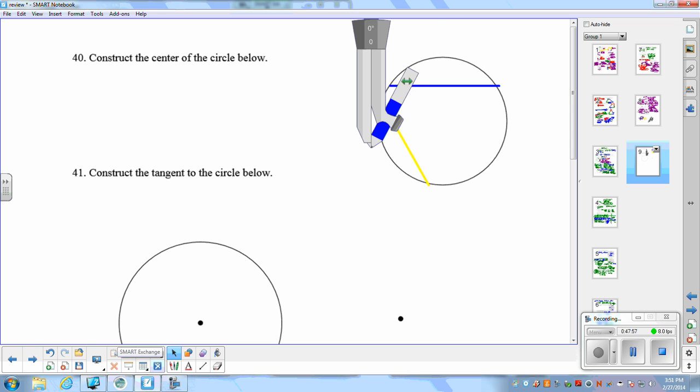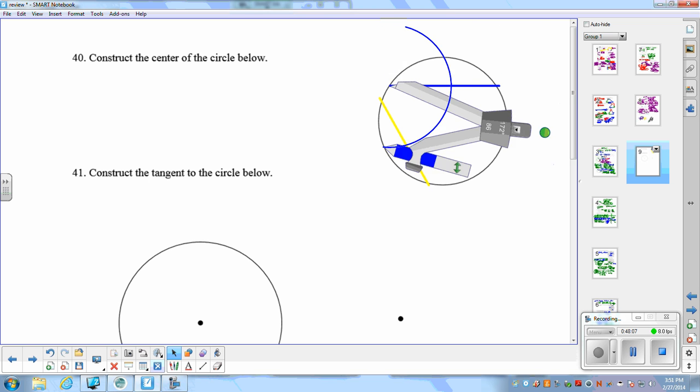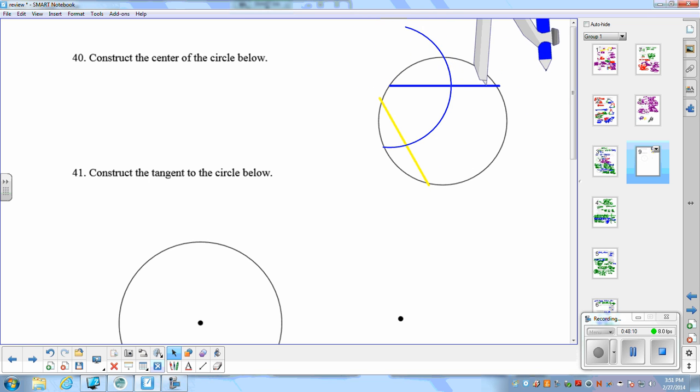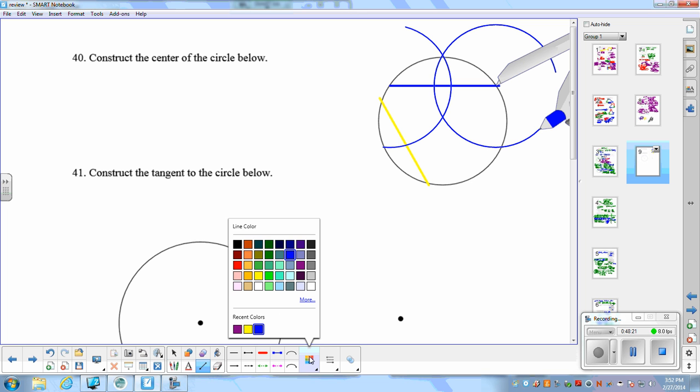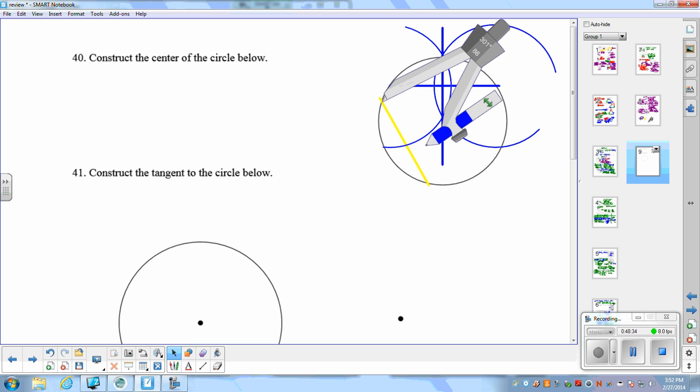So I get my compass back. As my compass started out blue, I'm going to do my blue one first. Put it on where my chord meets my circle. Open it up so it's more than halfway, and I draw an arc. I move my compass to the other edge of my circle, readjust my compass, and draw my arc. Where those 2 arcs intersect, that is my perpendicular bisector. So there's my perpendicular bisector, the blue arc, the blue chord.